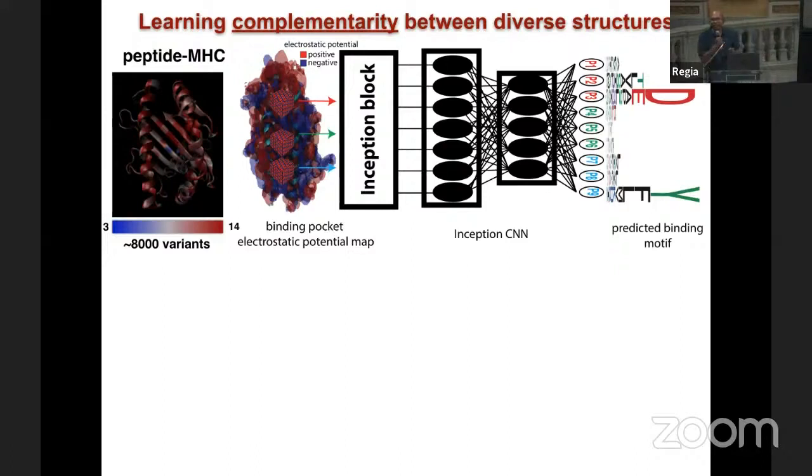Okay, thank you. It seems like the electrostatic potential on the surface would be the most important. Is this also assuming that the peptide is binding in a restricted area that's similar for all of them? Yes, which is very true for MHC1. If you go to MHC2, that's what we are working on.